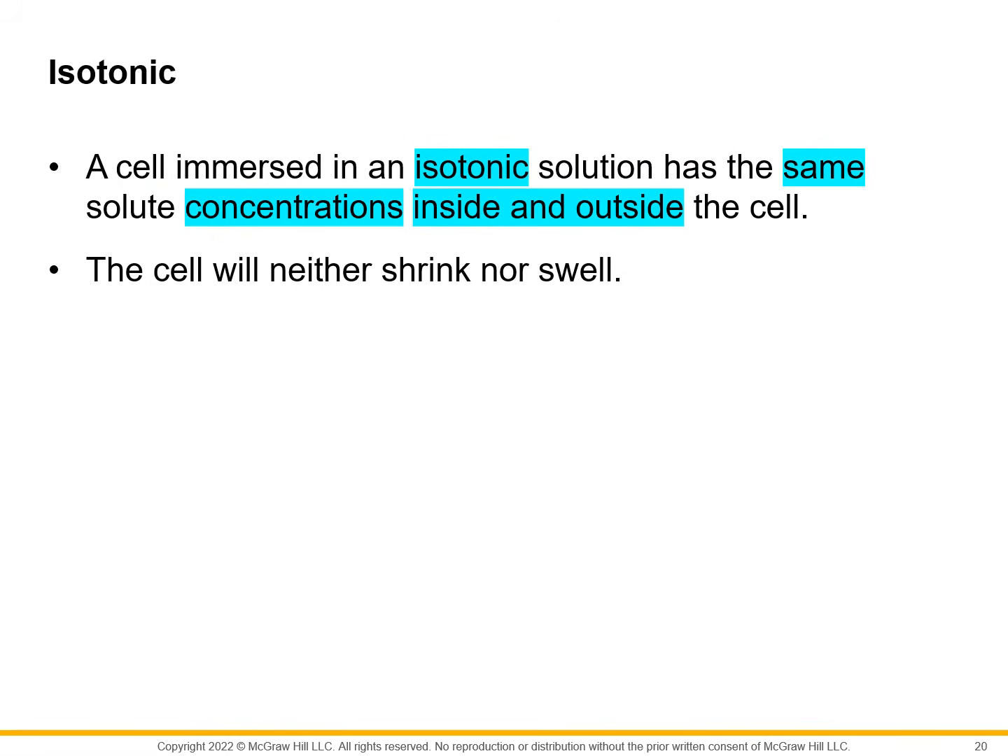Next is an isotonic solution. A cell immersed in an isotonic solution has the same solute concentration on the inside and outside of the cell. The amount of particles in the solution is the same as the amount of particles inside the cell. So in a way, there are equal amounts of everything on the inside and outside of the cell. This will basically do nothing. The cell will neither shrink nor swell. It would not affect the cell because it's a very stable environment.